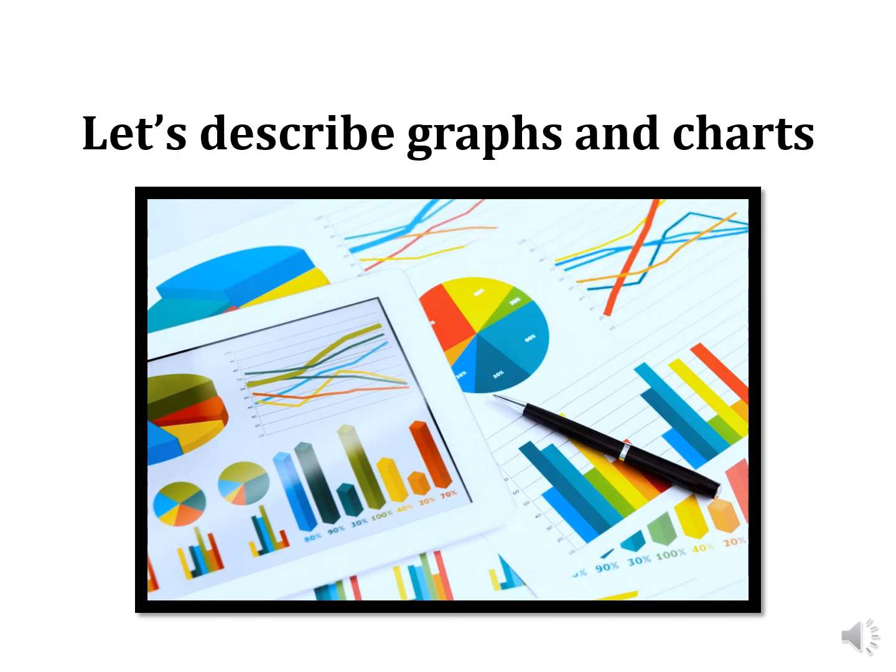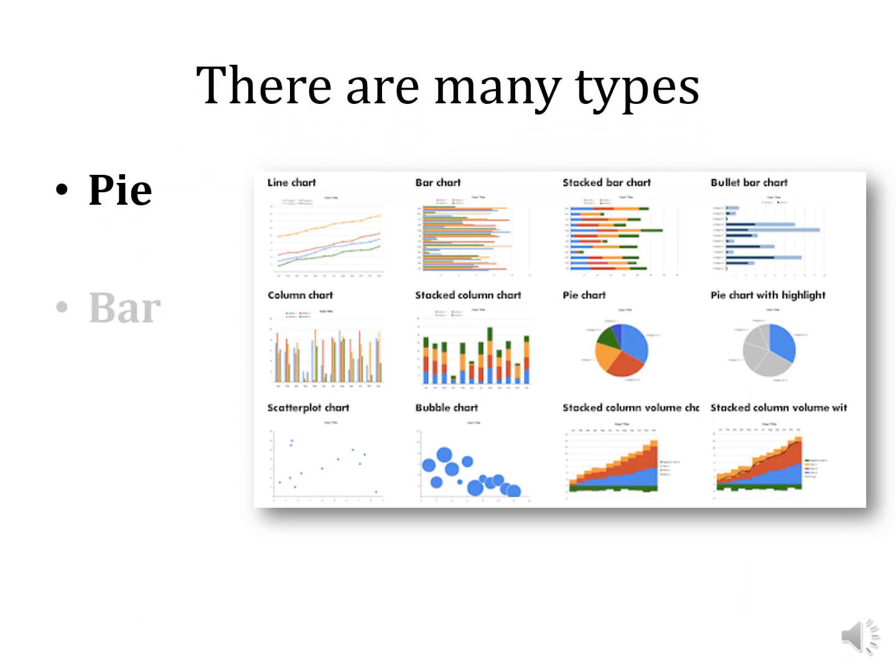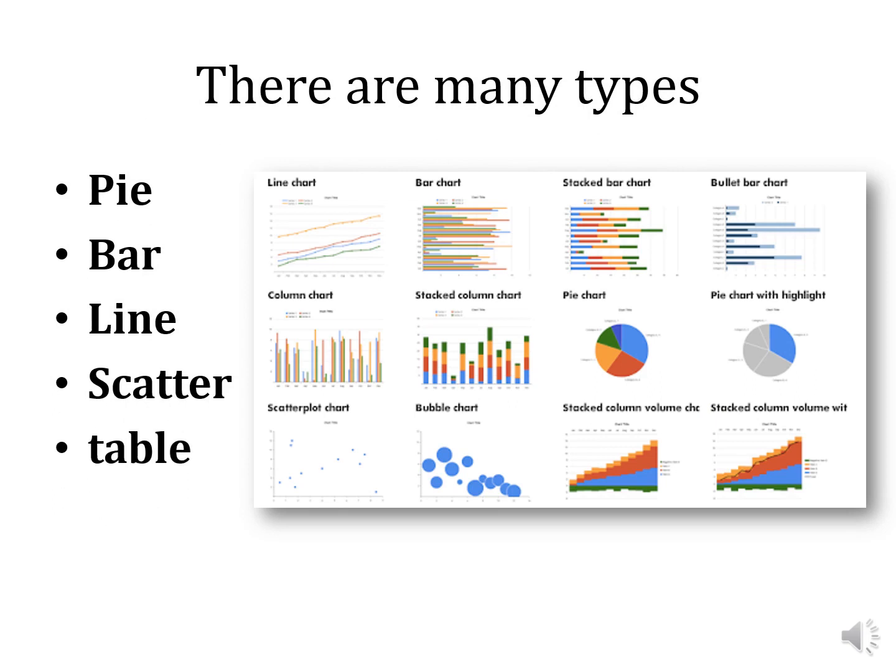Let's describe graphs and charts. There are many types of graphs and charts. There are pie charts, bar graphs, line graphs and scatter, and finally tables. But remember children, all these graphs and charts represent a collection of data.